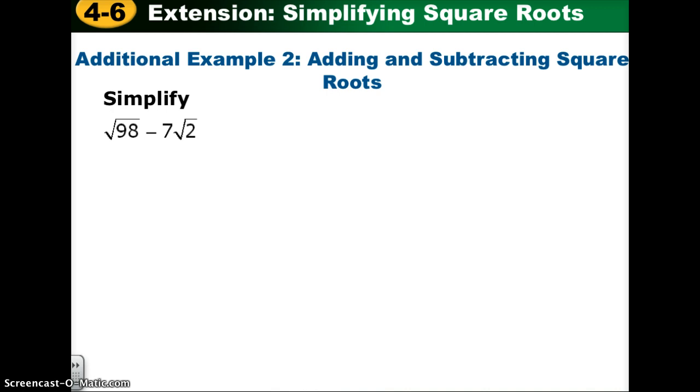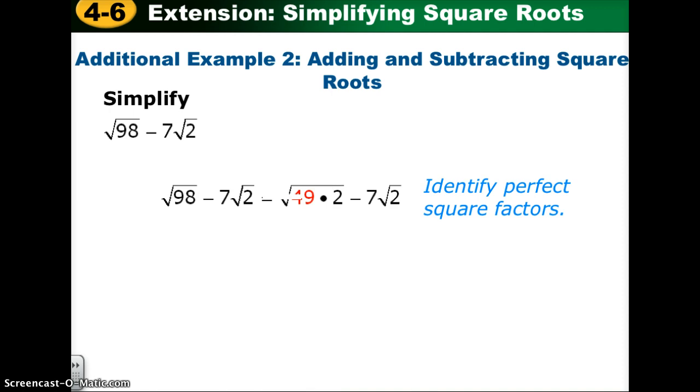How might this be useful? If we want to simplify, we cannot subtract the numbers the way they are. Yes, we could use our calculators and we could get decimal answers, but this is another good way to practice. So the square root of 98, let's try to break that down first. 98 is the same as 49, which is a perfect square, times 2. We'll keep the minus 7 square roots of 2 at the end so we don't forget about it.